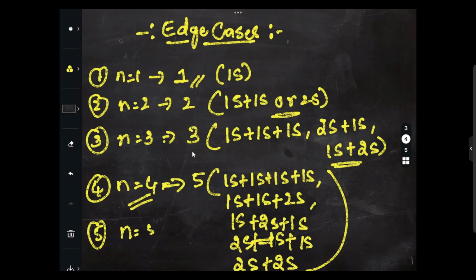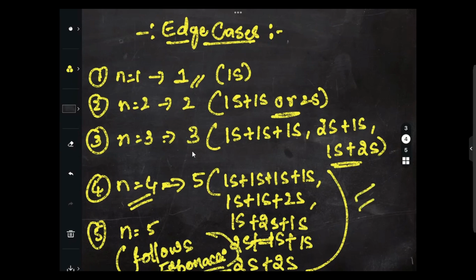Now let's go with n equals 5. I don't want to write this one again. You have the idea, it follows the Fibonacci sequence. So I hope this is clear. These are the edge cases that we need to consider. I hope this is completely clear.